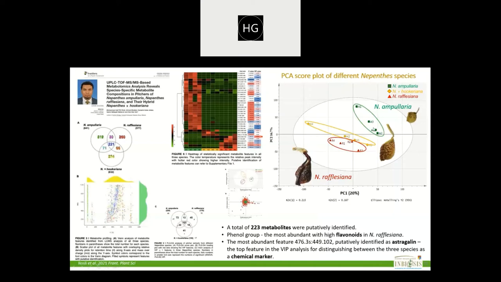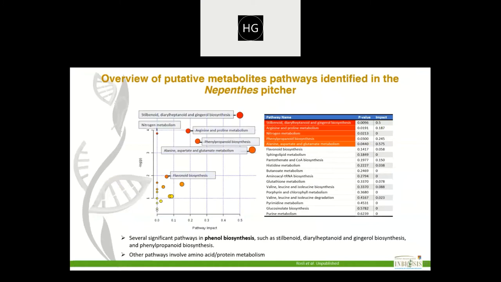We managed to identify 223 metabolites putatively. The most abundant ones are flavonoids. And we managed to find one, astragalin, which is a flavonoid, to be a chemical marker to distinguish between the three species based on its abundance. From the different metabolites that we identified, we performed pathway mapping to see what kind of pathways are related to those metabolites.